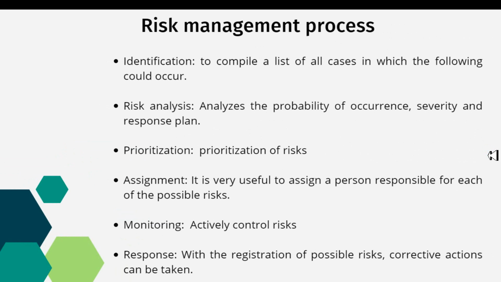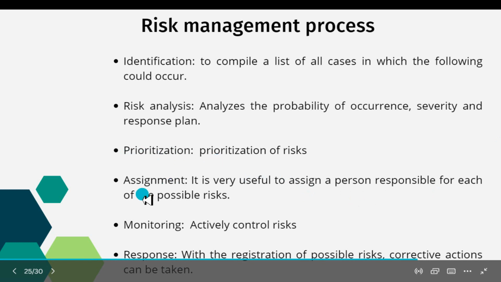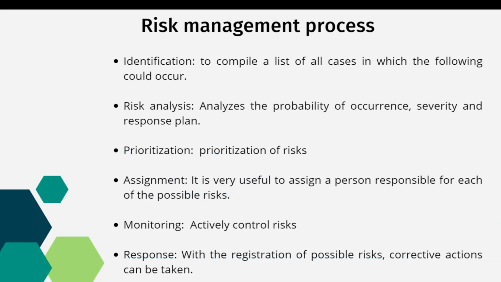Risk management process: identification, to compile a list of all cases in which the risks could occur. Risk analysis: analyze the probability of occurrence, severity, and response plan. Prioritization of risks assessment is very useful to assign a person responsible for each of the possible risks. Monitoring: actively control risks. Response: with the registration of possible risks, corrective action can be taken.